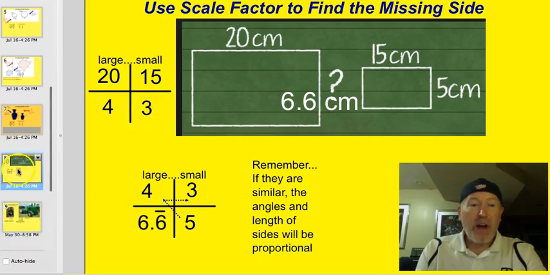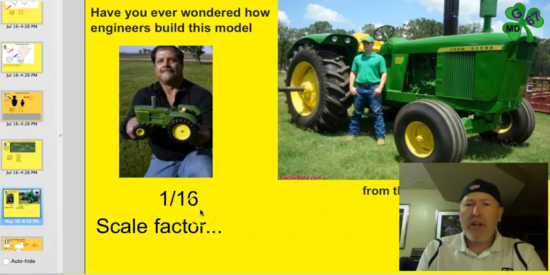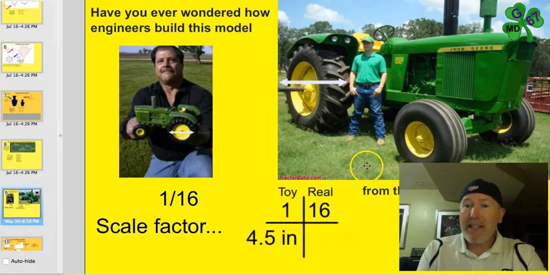All right. Let's go back to that John Deere tractor question. Remember this one here? Well, let's say that we wanted to find the measure of this wheel here. I told you I had that tractor, so I went down to the basement, dug it out, and I measured it. The measurement of that wheel is 4.5 inches. So I set up this ratio proportion box. I know that the scale of that tractor was 1 to 16. Remember I told you that? So the toy to the real is 1 to 16. That's my scale factor. On the toy, the wheel is 4.5 inches.